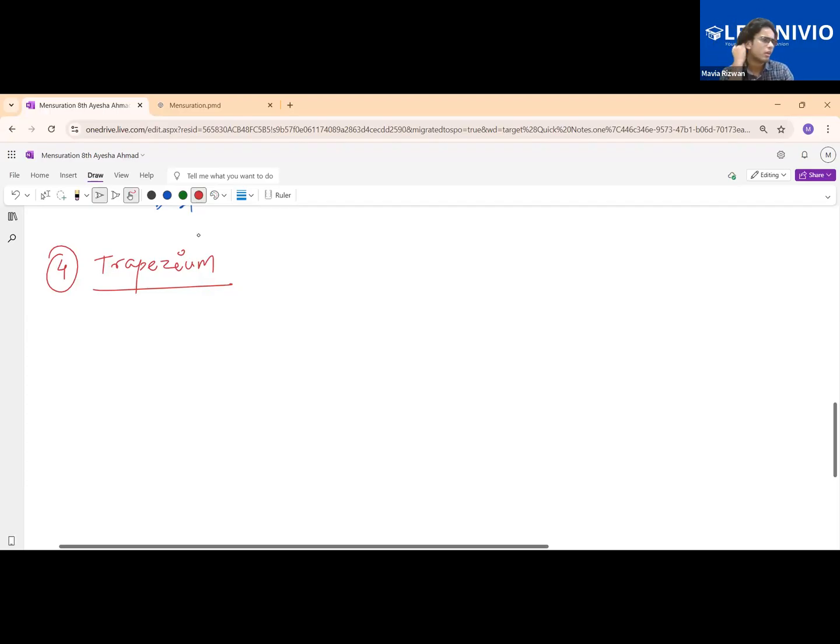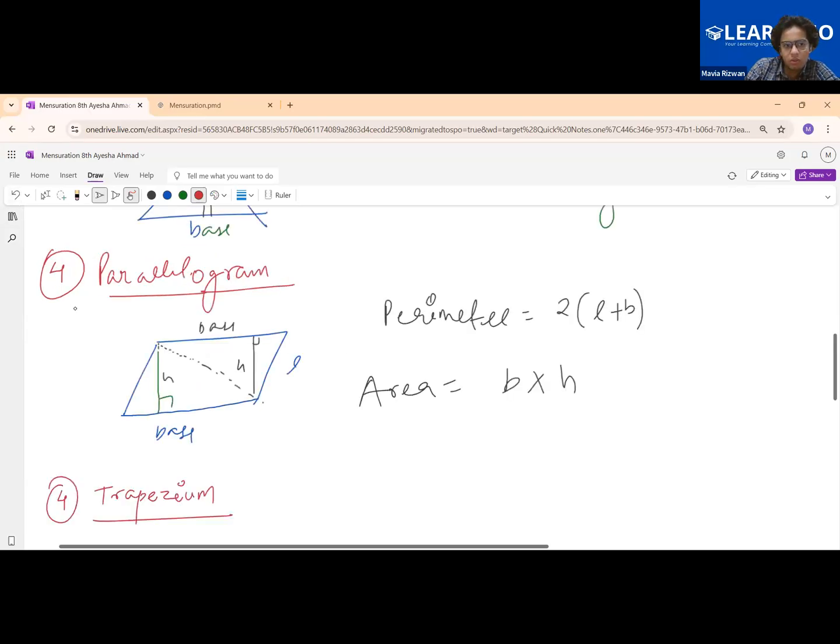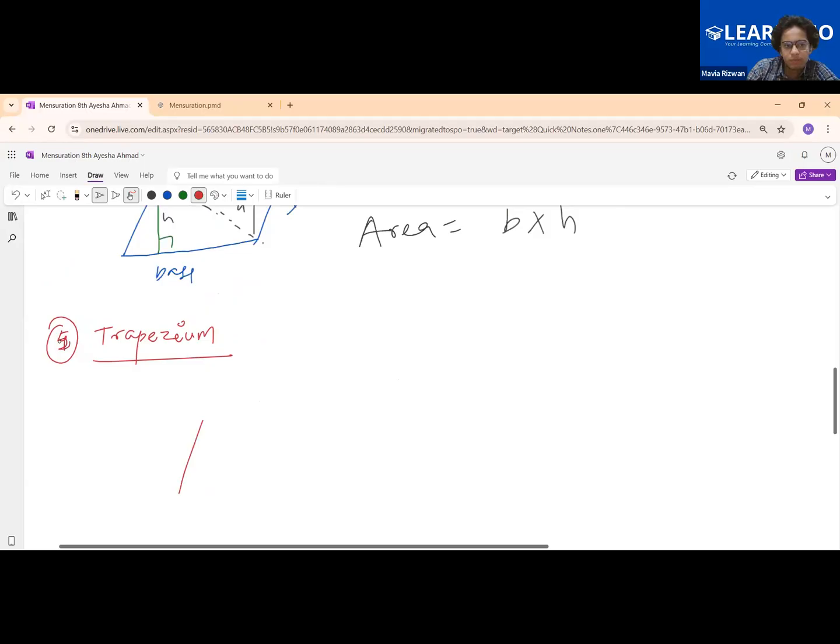Okay, so the trapezium now, bache. What is a trapezium? A trapezium is a shape. So this is the fifth shape you're telling. Fifth shape.